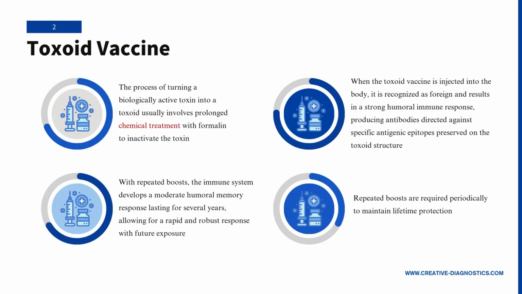The process of turning a biologically active toxin into a toxoid usually involves prolonged chemical treatment with formalin to inactivate the toxin. When the toxoid vaccine is injected into the body, it is recognized as foreign and results in a strong humoral immune response, producing antibodies directed against specific antigenic epitopes preserved on the toxoid structure. With repeated boosts, the immune system develops a moderate humoral memory response lasting for several years, allowing for a rapid and robust response with future exposure. However, repeated boosts are required periodically to maintain lifetime protection.